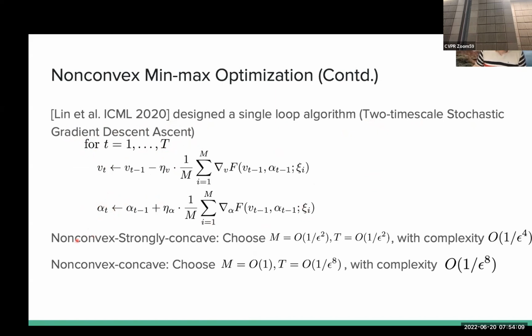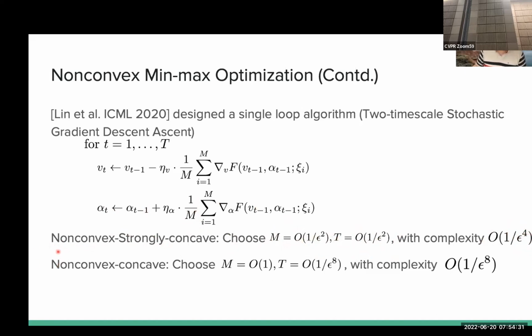Right. And they have guarantees for two cases. The first case is the non-convex strongly concave case, where they can choose a large mini batch. M, the mini batch size, is 1 over epsilon squared, and the number of iterations is of order 1 over epsilon squared, right? And then they can get a complexity of 1 over epsilon 4. So this complexity matches the double loop algorithm.